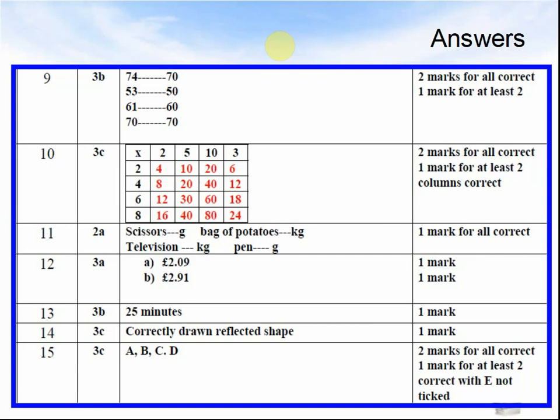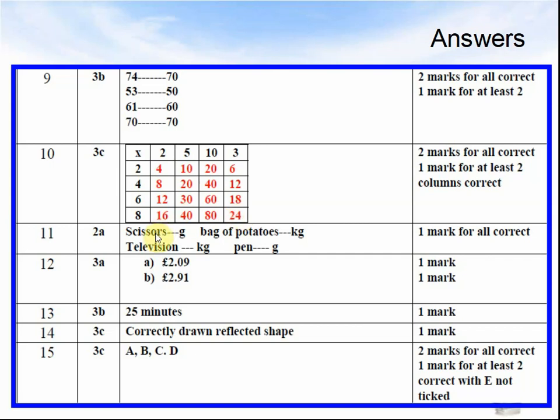4 times 2 is 8. 4 times 5 is 20. 4 times 10 is 40. 4 times 3 is 12. 2 times 6 is 12. 6 times 5 is 30. 6 times 10 is 60. 6 times 3 is 18. 2 times 8 is 16. 8 times 5 is 40. 8 times 10 is 80. 3 times 8 is 24.